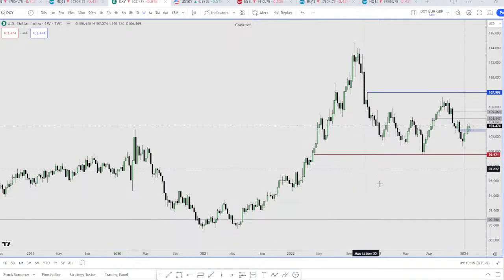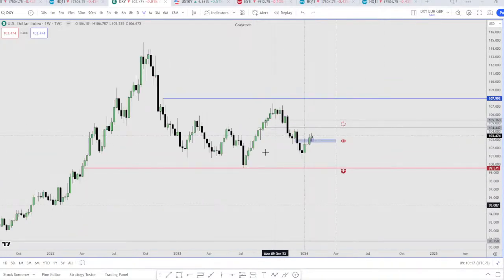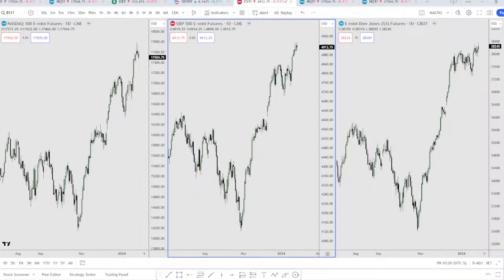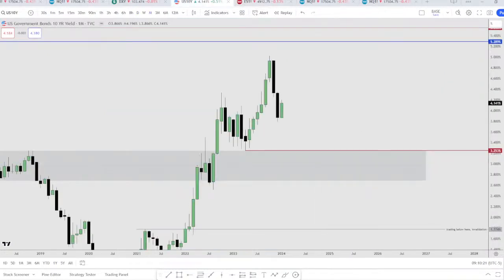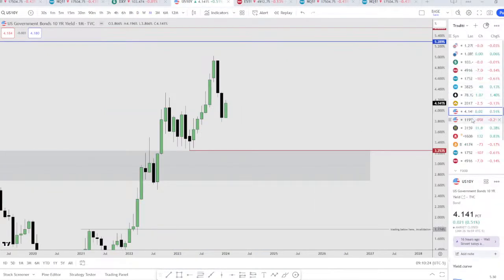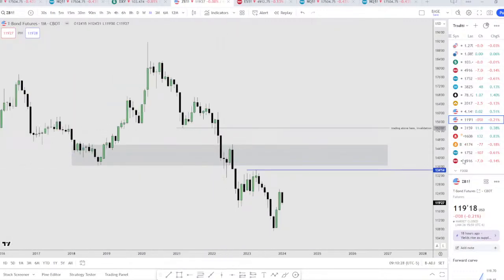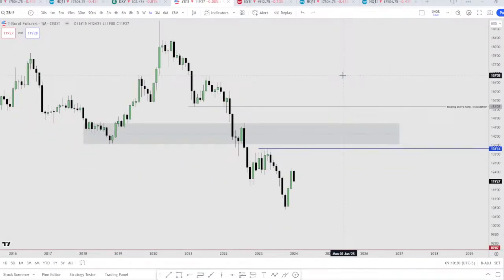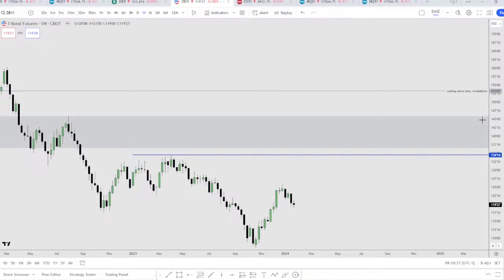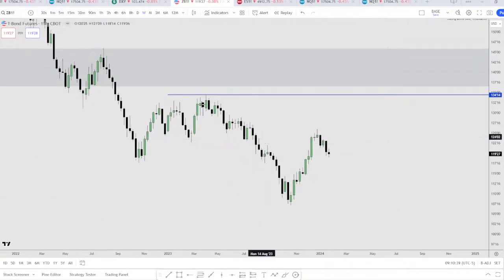Now, what else can I cover? So for the bonds, basically it's the same playbook with the dollar and the treasuries, just the opposite. So the bonds, same thing here. I'm looking at this highs. This is a yearly fair value gap, yearly CB, and then we're right now trading down.